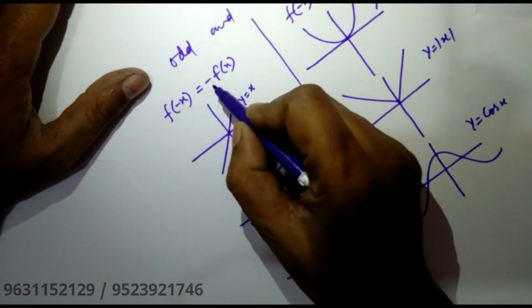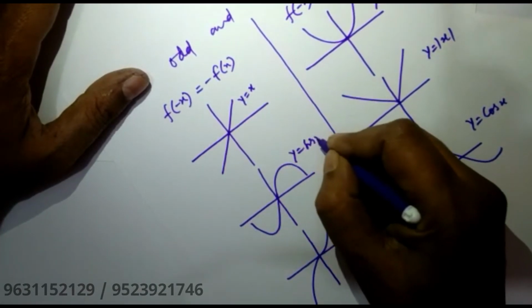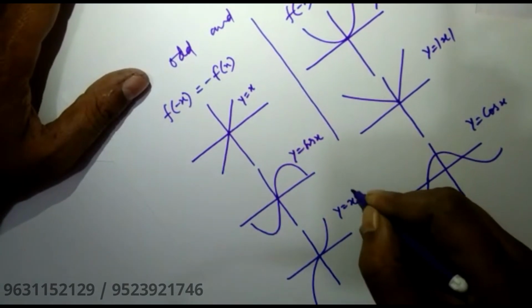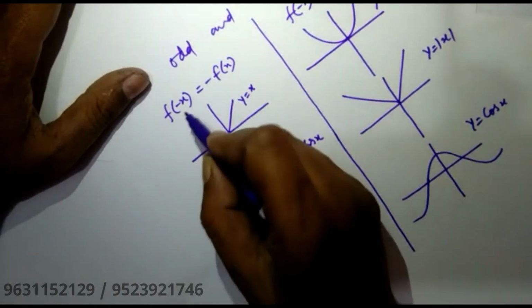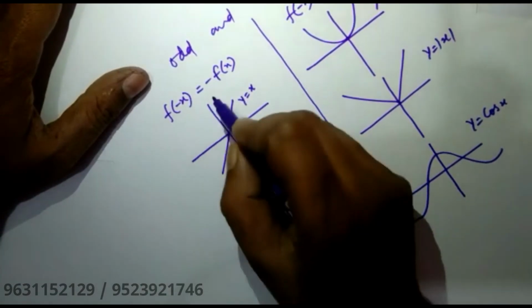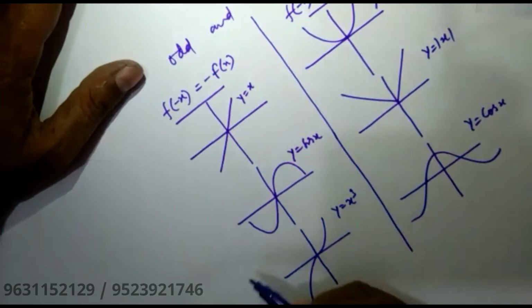Here f(-x) equals minus f(x). This graph is y equals sin x. This is y equals x cube. Odd function is always symmetric in opposite quadrant, or f(-x) equals minus f(x). This is the analytical behavior of the odd function, and this is the even function.